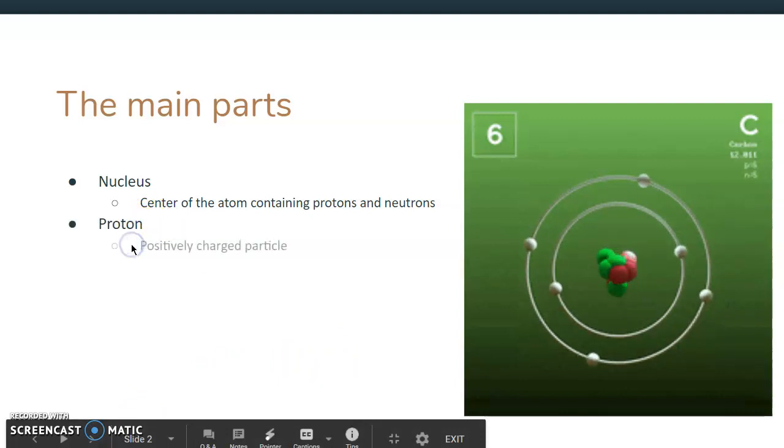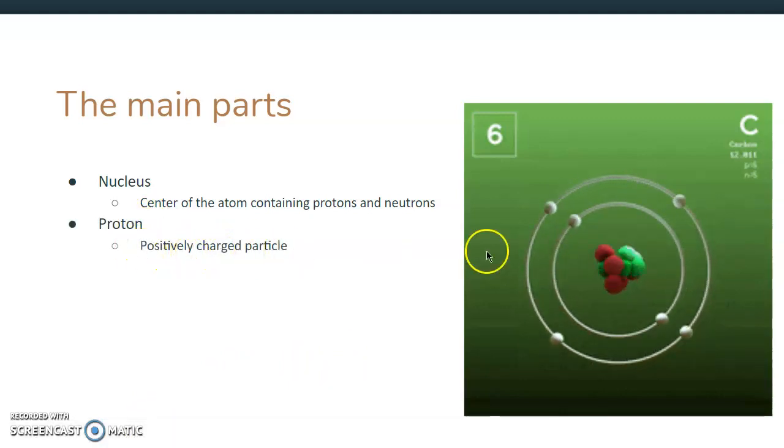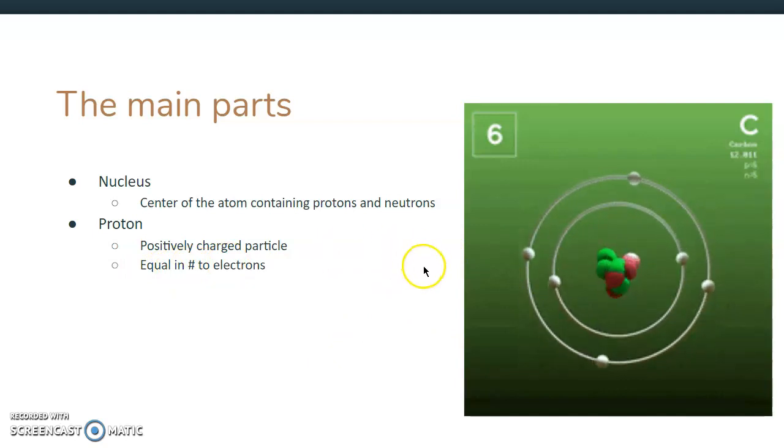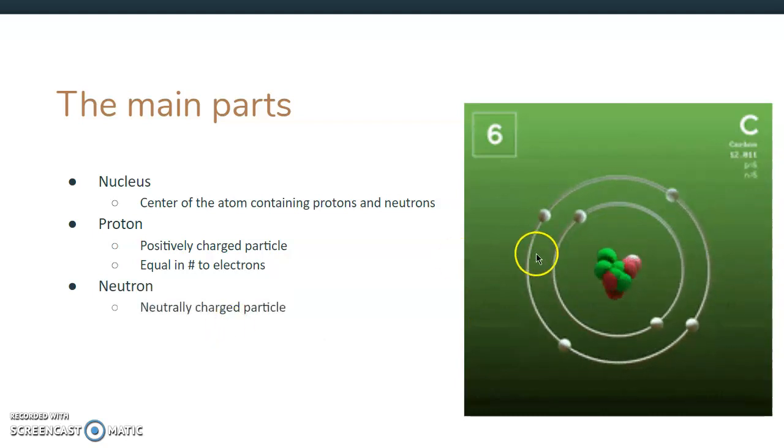Well, a proton is a positively charged particle, and again, it's in the middle of the atom. It is also equal in number to the electrons, unless it is an ion. So for every proton, there is an electron. Then we have our neutrons, which again are in the middle of our element.